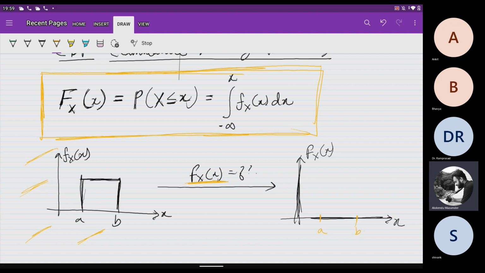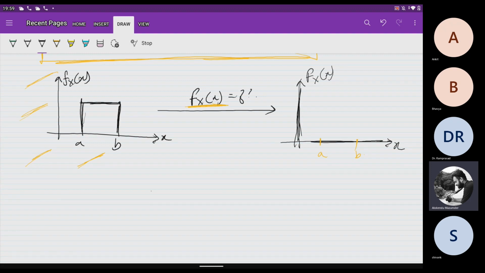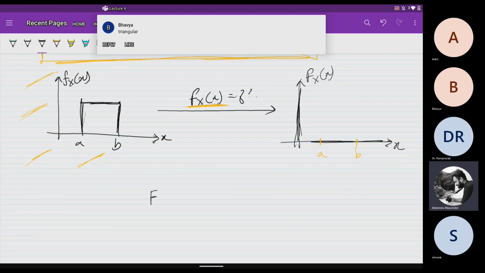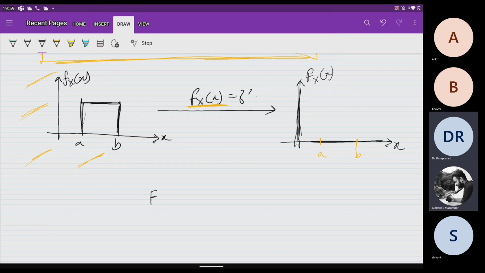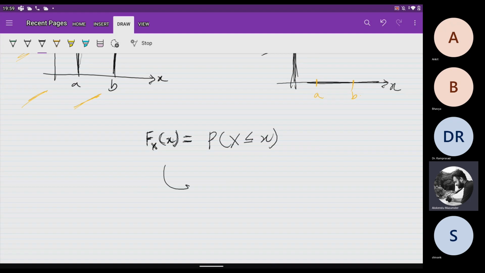Exactly. So let's try it. For a continuous random variable, you need a function, right? CDF will be a function for continuous as well as for discrete. We know that the cumulative distribution function is nothing but this, right? So let's assume that my x lies from 0 to a.